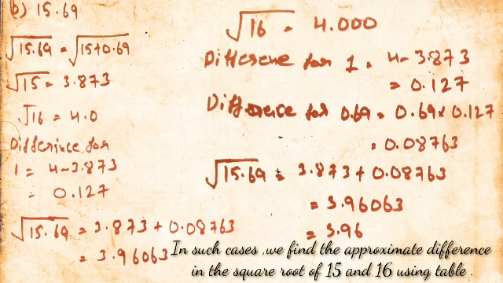So now, this is the difference for 0.69, and we have to find the square root of 15.69. So add the root of 15 value plus the value for 0.69. So root of 15 is 3.873 plus 0.08763. After addition you will get 3.96063. But we have to find it up to 2 correct decimal places, so round it off, you will get 3.96 only.